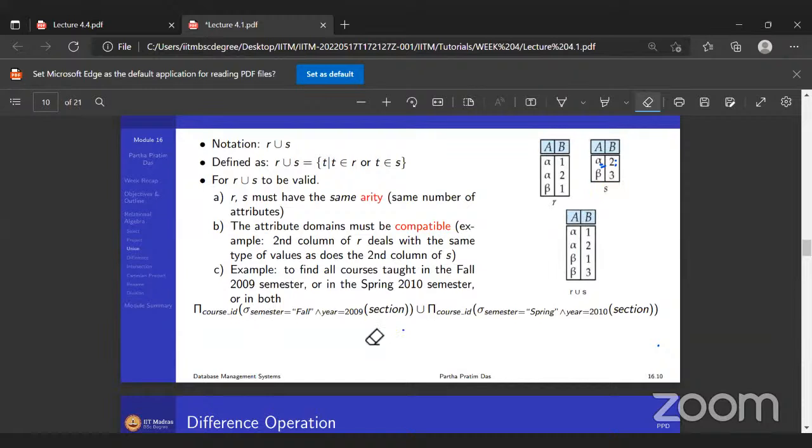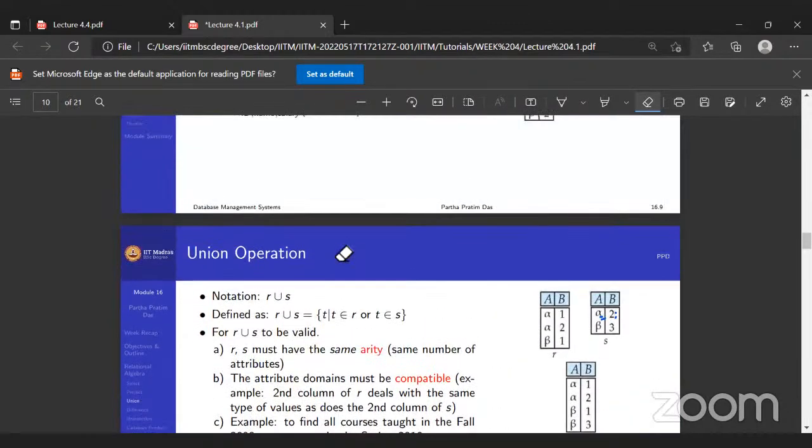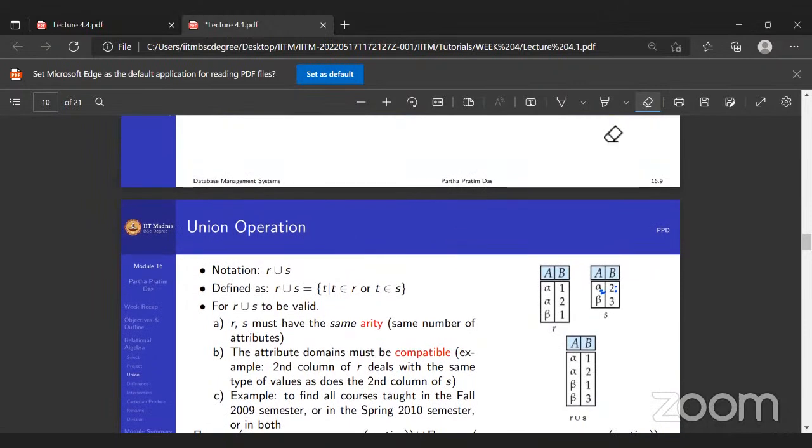Here you can see the example: find all the courses taught in the fall 2009 semester or in the spring 2010 semester or in both. So first let me go up to this part. Up to this part, how to write these things, or have you already read about SQL statements? Can anyone tell how to write the SQL query for this?